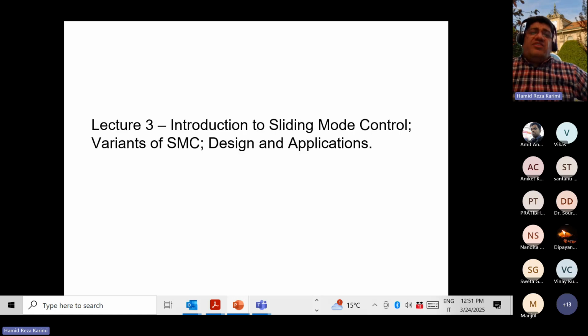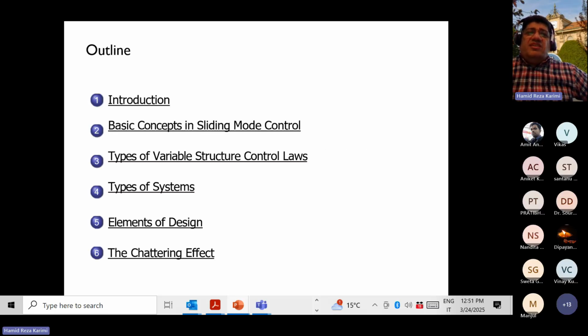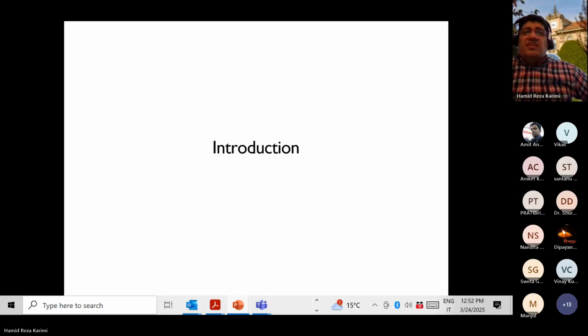But of course, we have another session about SMC. I will discuss more, maybe also in another lecture. But today, let's start with SMC. The introduction to sliding mode control covers the basic concept, a type of variable structure control, and some other issues about the type of system and design.